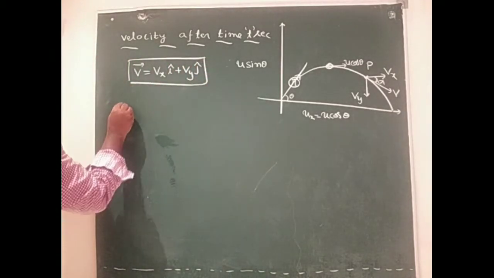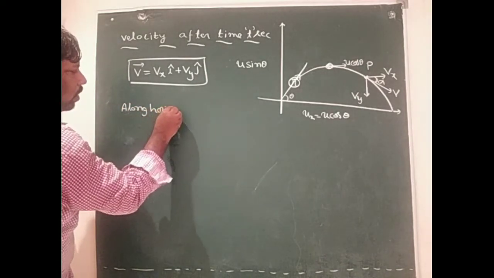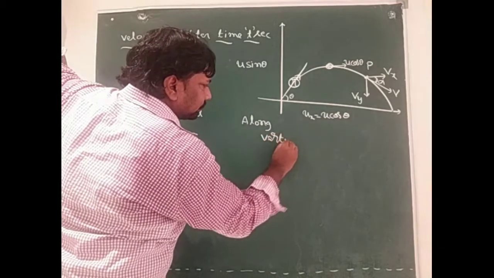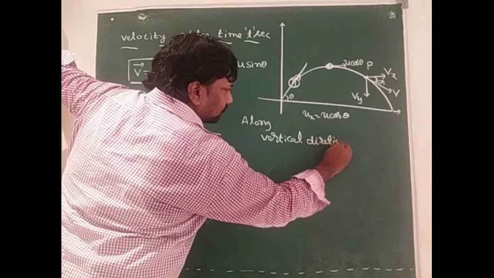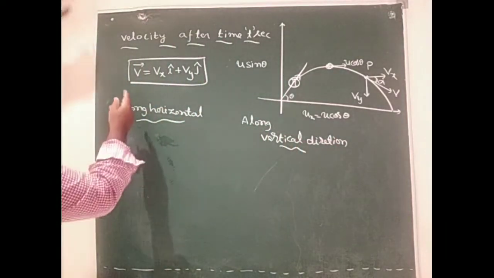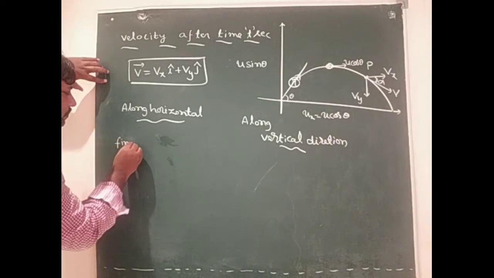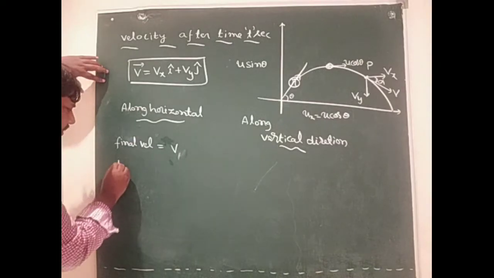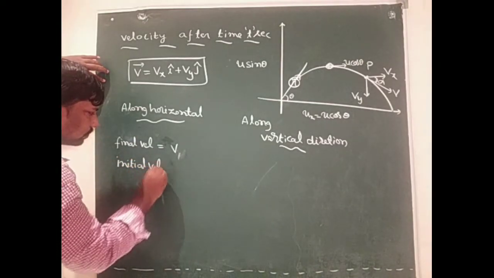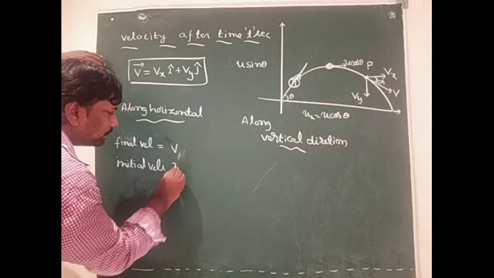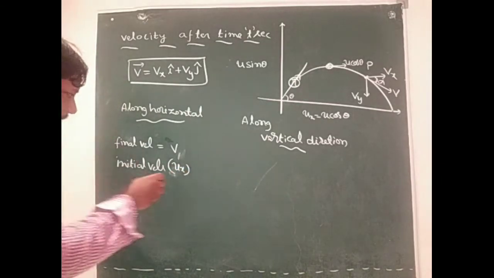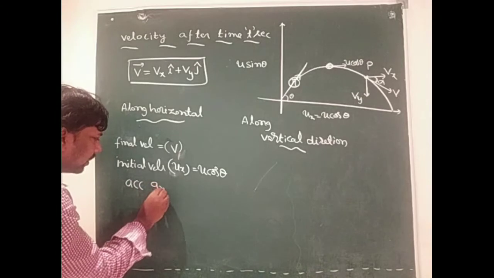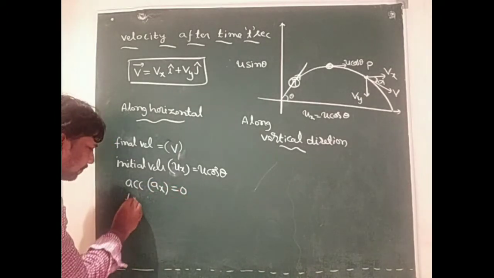So here along horizontal direction, final velocity, that is v, initial velocity, that is ux, u cos theta, its final velocity is v. Acceleration ax equal to 0 and time t.